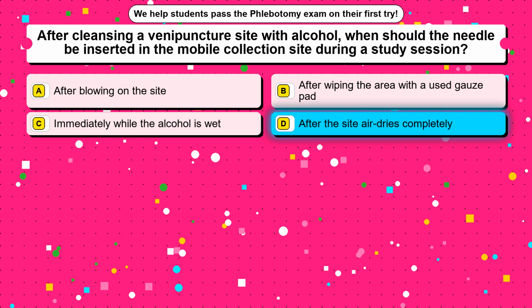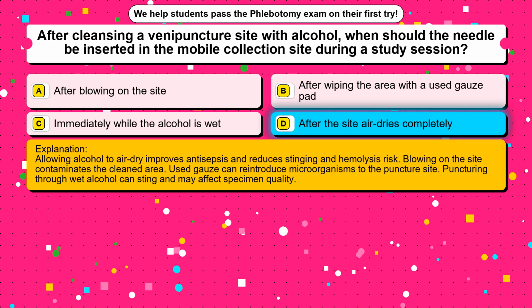The correct answer is option D. After the site air dries completely. Allowing alcohol to air dry improves antisepsis and reduces stinging and hemolysis risk. Blowing on the site contaminates the cleaned area. Used gauze can reintroduce microorganisms to the puncture site. Puncturing through wet alcohol can sting and may affect specimen quality.